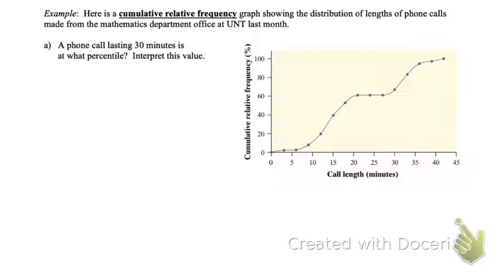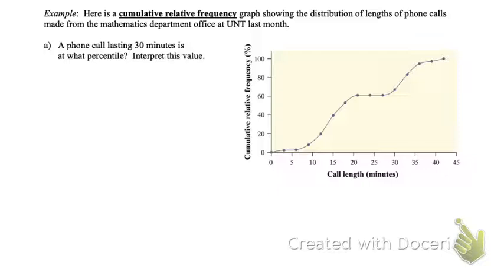So I'm going to accumulate the percentage. And what does frequency mean? How often something happens. I'm going to add up the percentage of frequency for this data, or how often this data happens. So this is the distribution showing the lengths of phone calls made from the mathematics department at UNT last month. So here's their phone calls.